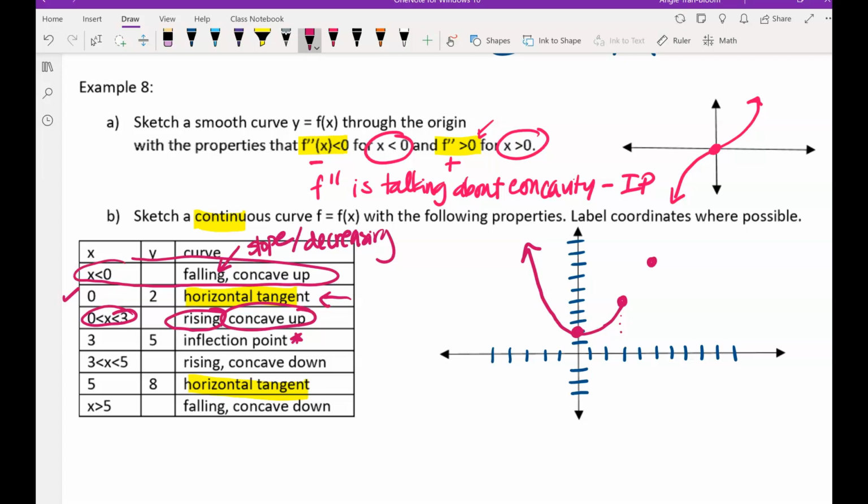So that means on the other side, it should be concaving down, right? So that's exactly what it should say. Rising and concaving down, just like that. And then I have a horizontal tangent, meaning that I should be roundabout, and that's exactly what I expected: falling, which is decreasing and concaving downward. Voila! And that's how you sketch, baby.